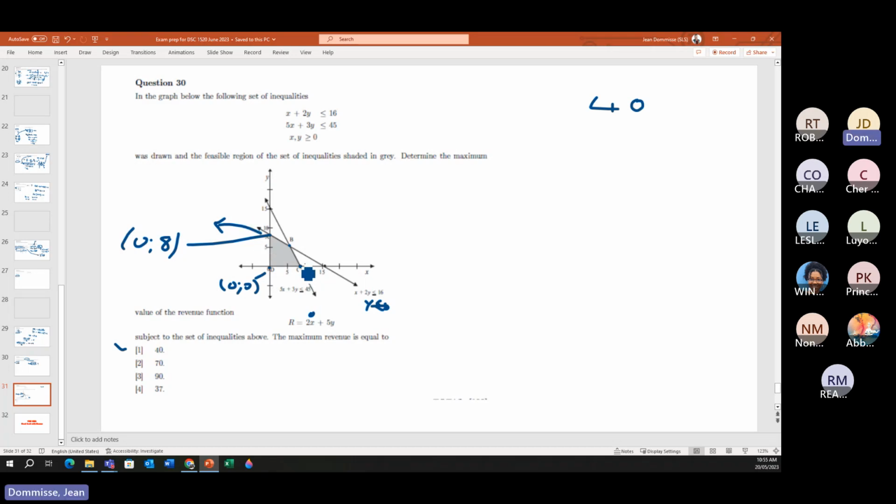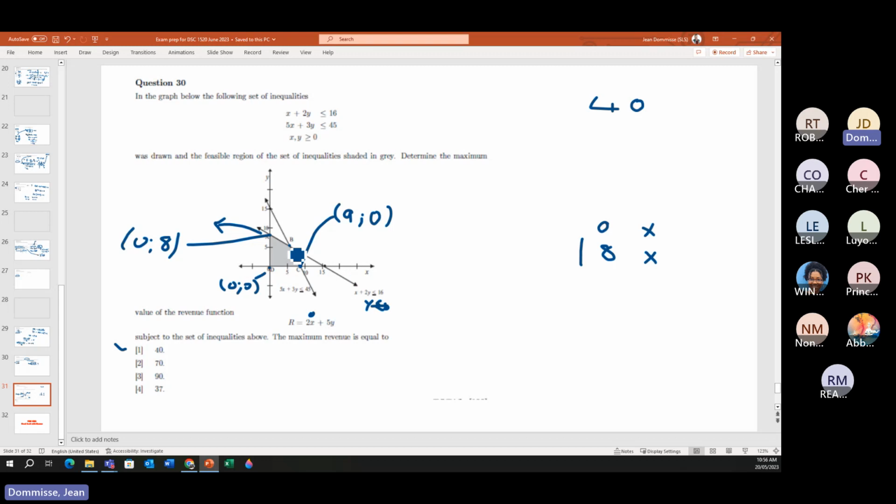Let's look at this point. Here I see 5x smaller or equal to 45, so I know that x value is 9. The x is 9, the y is 0. I put 9 in here, gives me 18. 18 plus 0 is 18. So 18 and 0 is not going to be the answer.